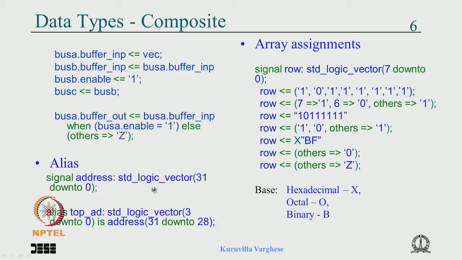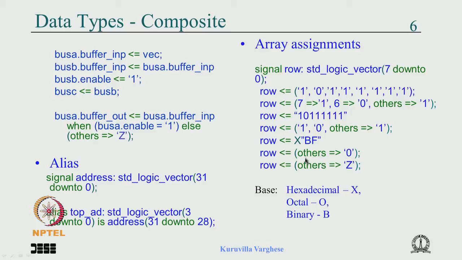And if you have some signal, a part of it can be aliased, like we have used the top address lines of a 32-bit address aliased with top AD. We have also seen various ways of assigning the rows. This is a positional association. This is named association. This is like a string, and this one is again positional association with others. Hexadecimal based specification, and if you say others, it means everything is one value. In this case it is zero. The other case it is tri-state.